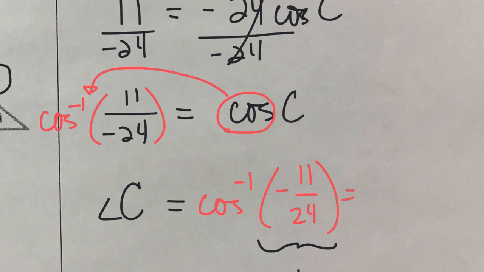Cosine is negative in the second quadrant of our unit circle, correct? So our angle is going to be somewhere over here, greater than 90 degrees. Okay? The law of sines would never tell you that. The law of sines is only a first quadrant angle to begin with. So that's another good thing about the law of cosines, is it can give you an angle greater than 90 degrees. So the inverse cosine of negative 11/24 is 117.28, which we're just going to round to 117.3.